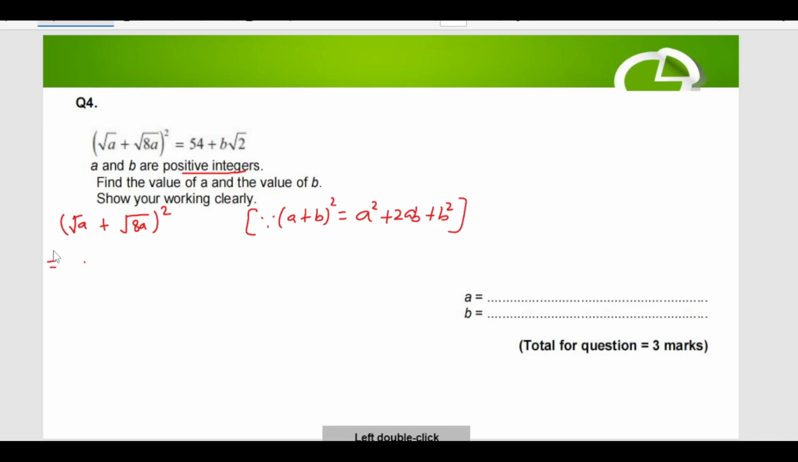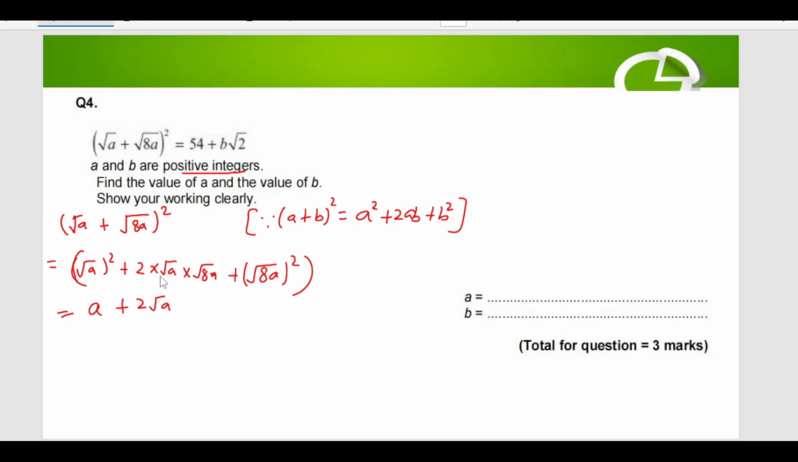So a square, that means square root a squared plus 2ab, 2 times square root a times square root 8a, plus b squared is 8a. Okay, so now this is plus 2 square root a and square root 8, 2 square root a and 8a plus this is 8a. Okay, this and this, the square root and the square, get cancelled.